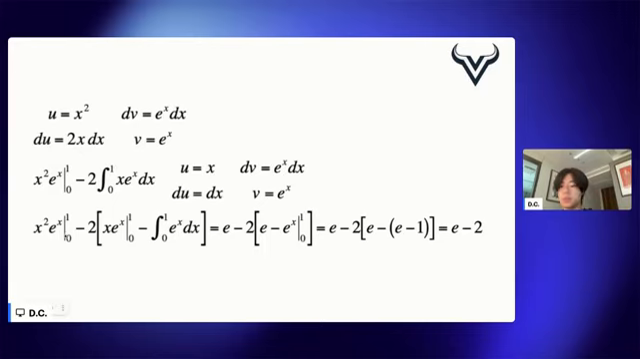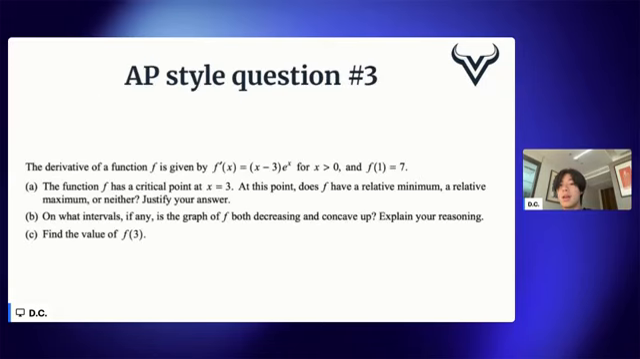And then now you're just plugging in the values. This is on you guys. Just try not to make mistakes over here. And then the final answer should be e minus 2. Yep. And then the last one is an FRQ.